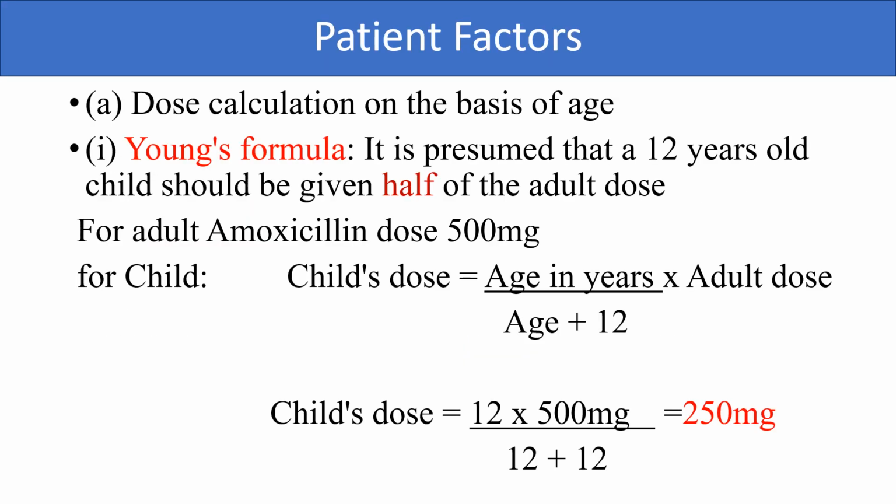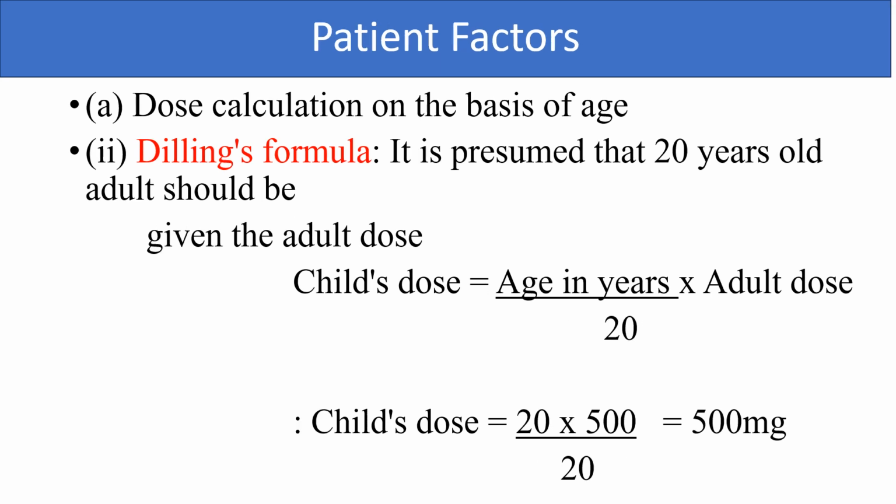There are some formulas to calculate dose on the basis of age. First is Young's formula. It assumes that a 12-year-old child should be given half of the adult dose. Like amoxicillin, the adult dose is 500 milligram, and for the child, the formula is age in years divided by age plus 12, into adult dose. So 12 is the age of the child and 500 milligram is the adult dose, divided by age, which is 12, plus 12, equals 250 milligram. It is half of the adult dose.